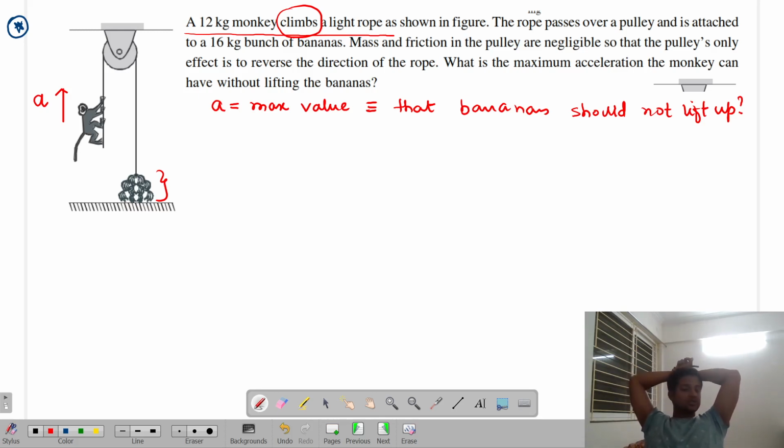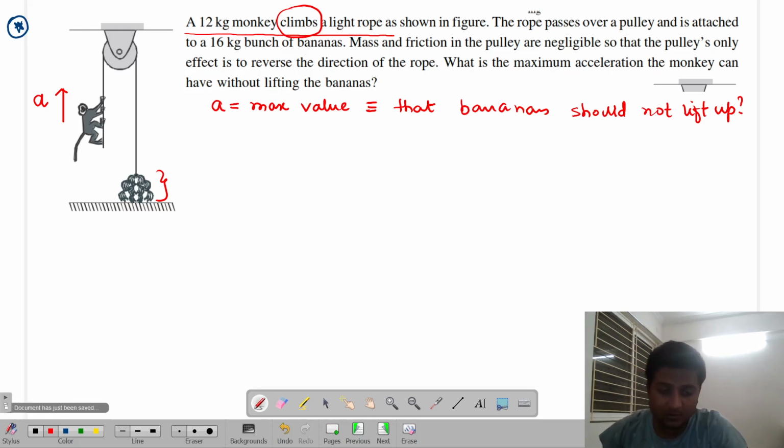If I can keep the thread stationary, then only the monkey will rise up, isn't it? Yes, so you have got your answer. Tell me the answer now.